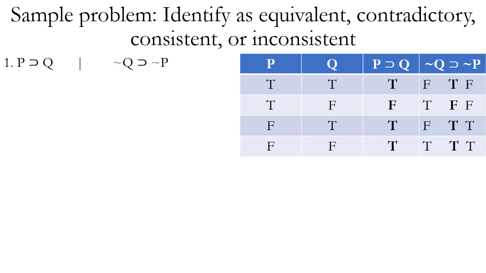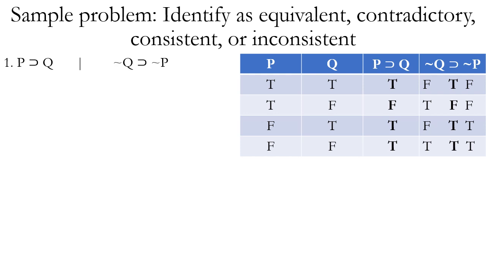So you notice with P horseshoe Q, there's only one logical operator, so we only have one calculation to do. The rule for the horseshoe is that it's only false where the antecedent is true and the consequent is false. You can see that on row 2 because the antecedent P is true and the consequent Q is false.